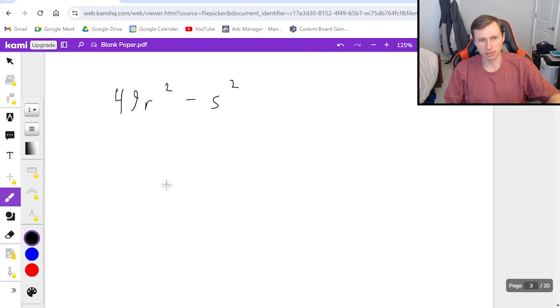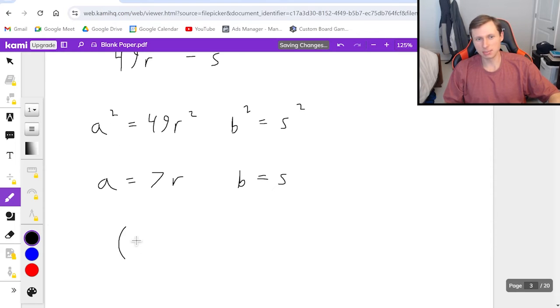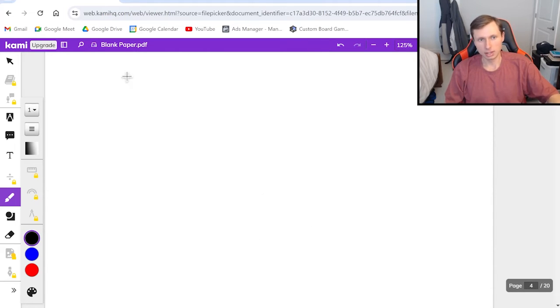And here's what we're going to do. So first, a squared is 49r squared, and b squared is s squared. So the square root of 49 is 7, the square root of r squared is r, and then b is just going to be s. Meaning the difference of two squares is going to be 7r plus s times 7r minus s, and that's it. So in other words, it doesn't matter if the variables are r, s, or whatever, we still follow the exact same rules. Here's the next one.